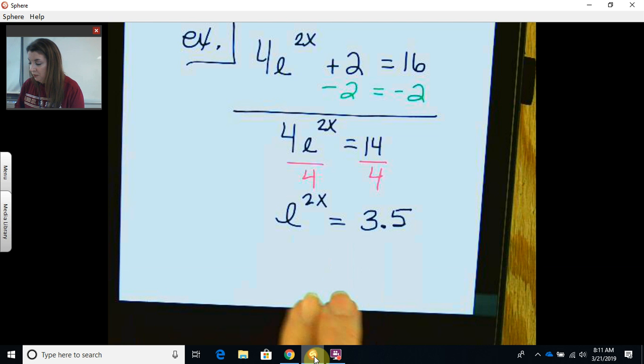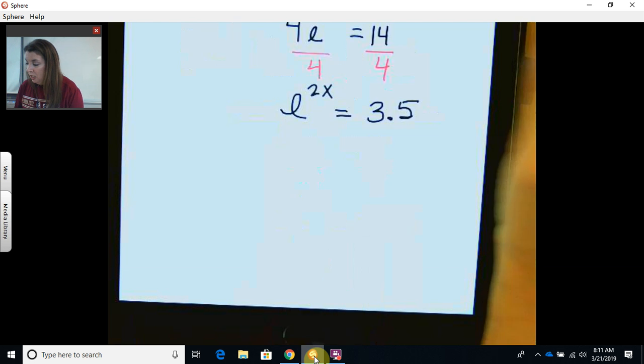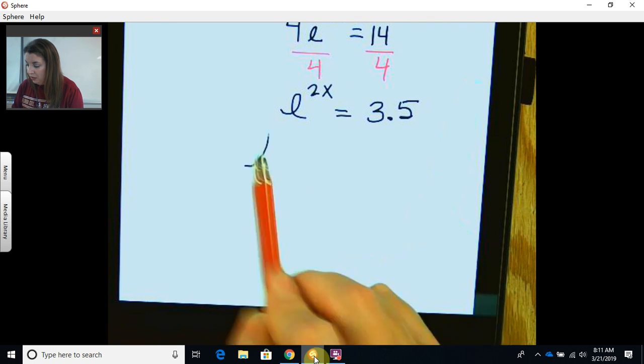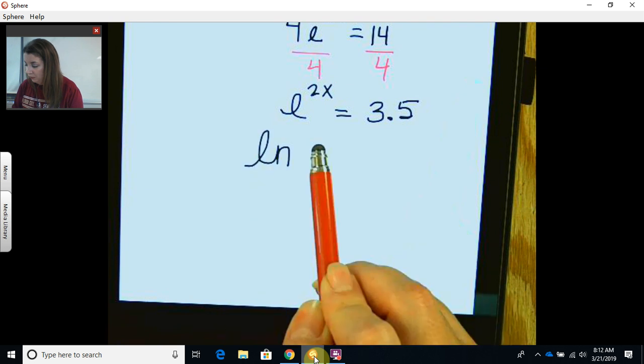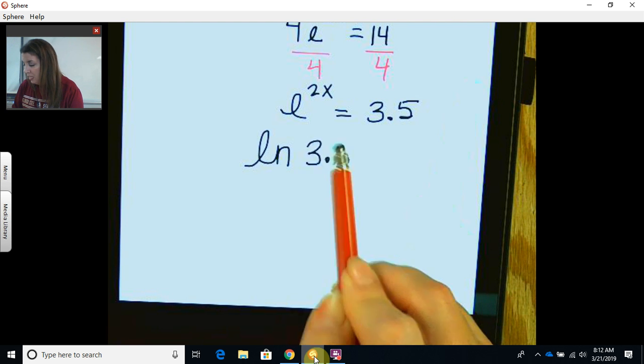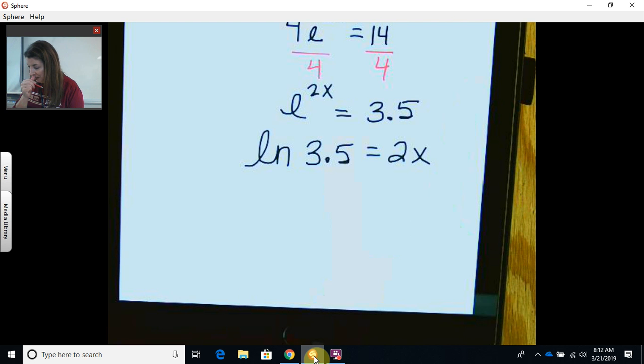Now is it in logarithmic form? Yes. So the base is going to be e. Log base e is a natural logarithm. So the natural log of 3.5 equals 2x. Okay? Am I going to divide by 2 right now? No, let's figure out what the natural log of 3.5 is.